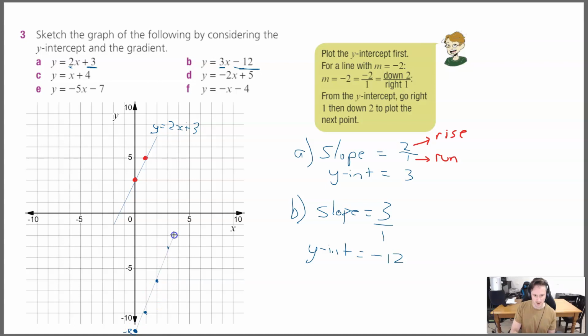Now that's not super accurate, unfortunately. You can see that it's missing one of my points there. That's probably a bit better. Okay. And then we'll draw that. So that's going to be, I'll do a different color maybe. So that's going to be y equals 3x take 12.